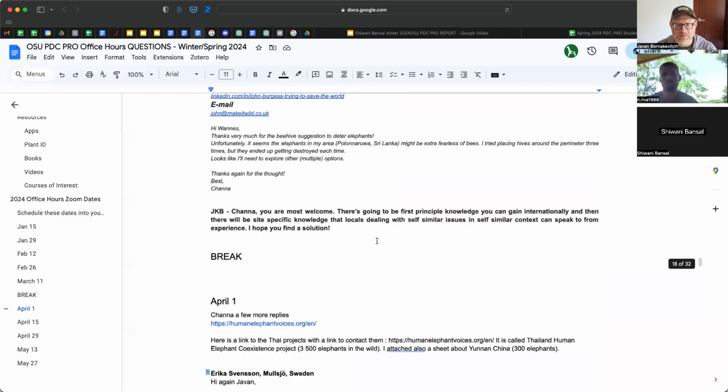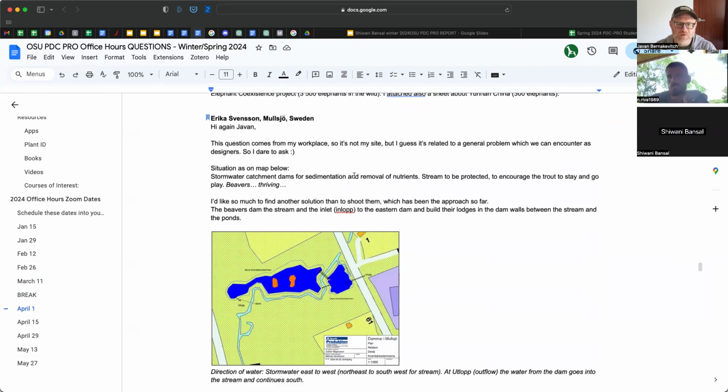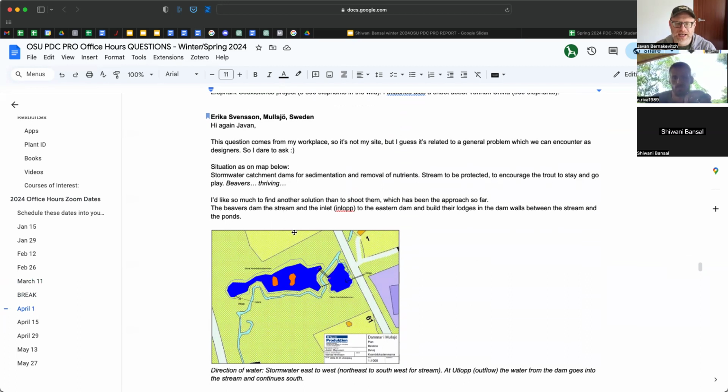And then Erica has asked a question about beavers, which is a brilliant question. I think there's a little bit that's lost in translation, but I'll read it all the same. So from Erica here, the question comes from my workplace, so it's not my site, but I guess it's related because others might interact with it. Situation on the map: stormwater catchment dams for sedimentation and removal of nutrients, a stream to be protected to encourage the trout to stay, and the beavers are thriving. I'd like so much to find another solution than to shoot them, which has been the approach so far.